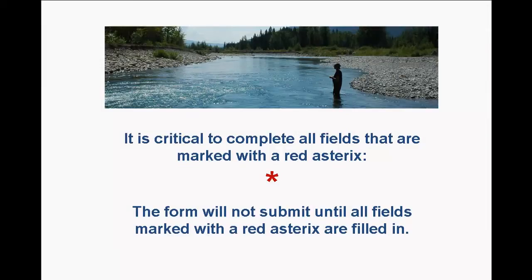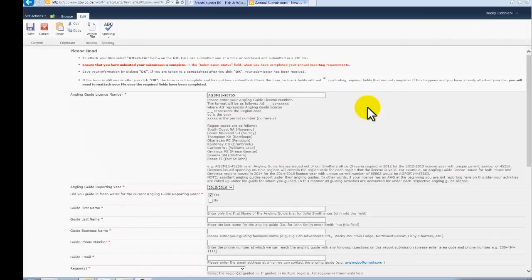It is critical to complete all the fields on the project form that are marked with a red asterisk. SharePoint will not let you leave the form until all required fields, those marked with a red asterisk, are filled in. Proceed slowly and deliberately through the form to complete all required fields.